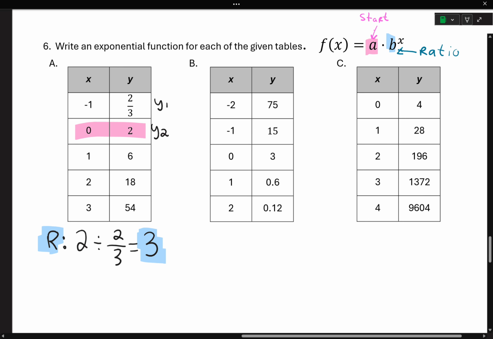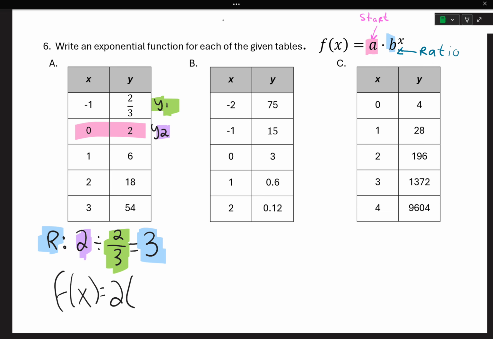But first, let me color code. You know how it is. y1, y2. Okay. F of x equals 2 times 3 to the power of x.